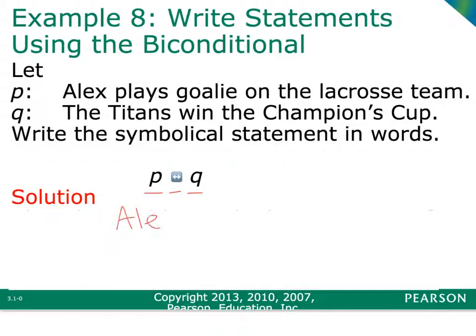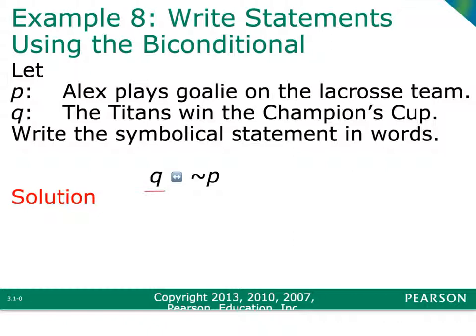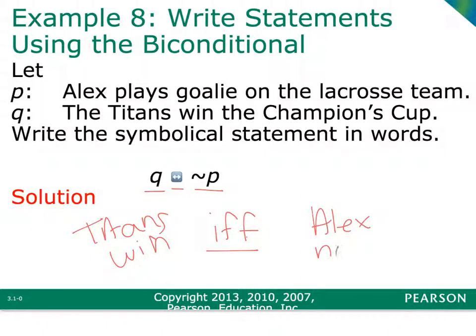So Alex plays goalie if and only if the Titans win. I wish that was the case if you're a goalie, but not always. Next, Q if and only if, not P. Okay, so the Titans win if and only if, and some people will shorten that IFF, the Titans win if and only if Alex is not the goalie. It's kind of a bummer for him.